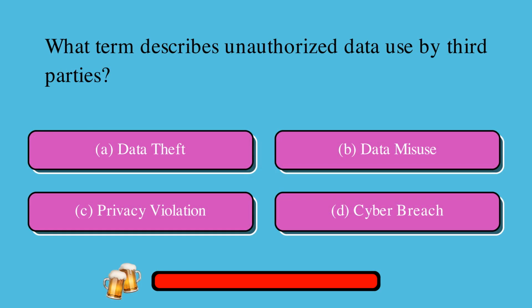What term describes unauthorized data use by third parties? A. Data theft, or B. Data misuse, or C. Privacy violation, cyber breach? The correct answer is B. Data misuse.